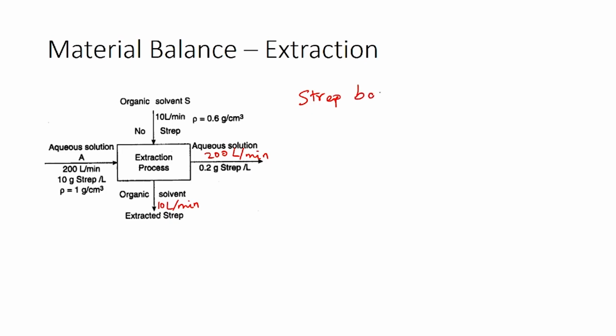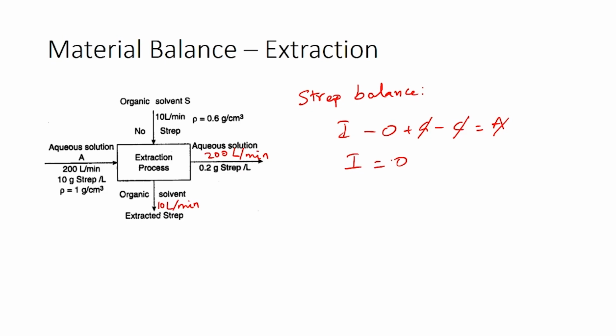Streptomycin balance would be input minus output plus generation minus consumption equals accumulation. So this being a system without any reaction, we would not have generation or consumption, and considering the system to be at steady state, we would also have accumulation to be 0. So we end up with an equation which is input equals output.